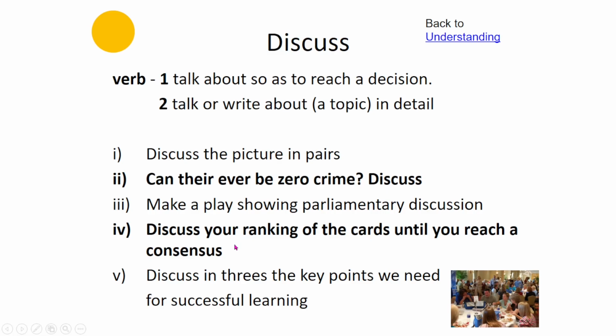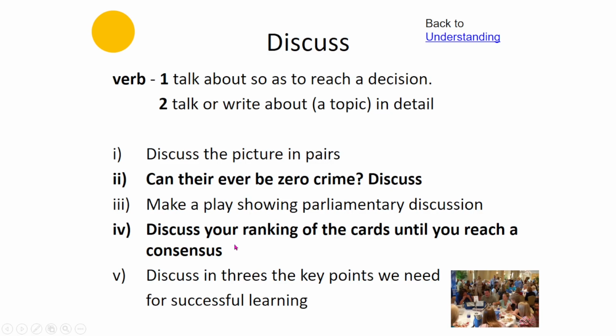Establish: show to be true or certain by determining the facts. Let us establish what we already know about this topic. Can you establish what your partner knows about this? How might we establish the truth in this case?